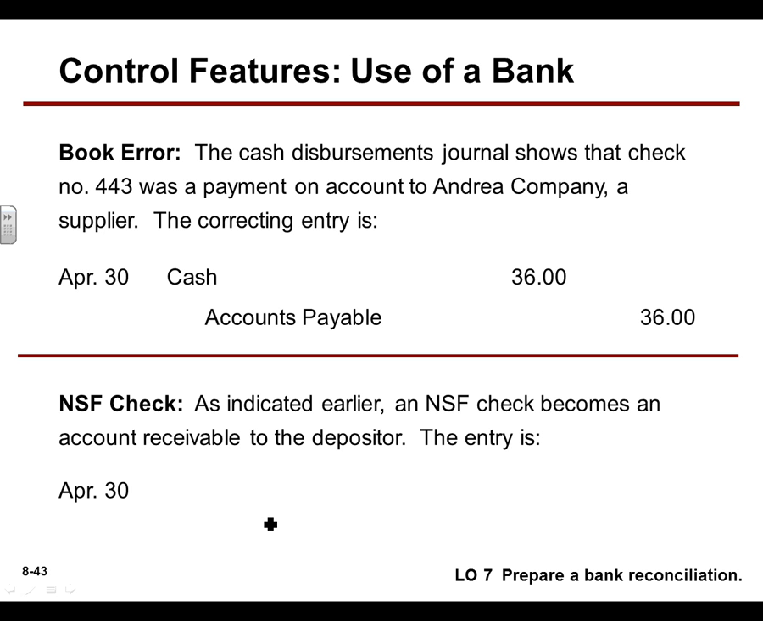So we just had an error somewhere. Andrea Company, let's see, a cash disbursements journal shows that a check was a payment on account. So we paid, no. It must be in the book.